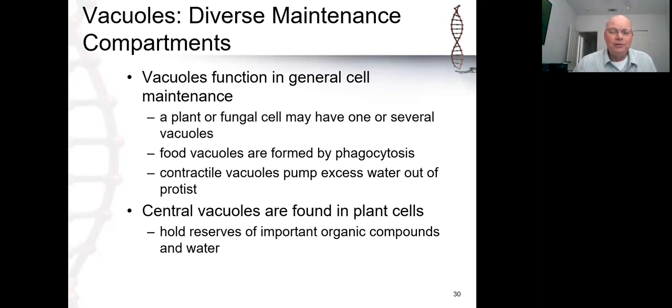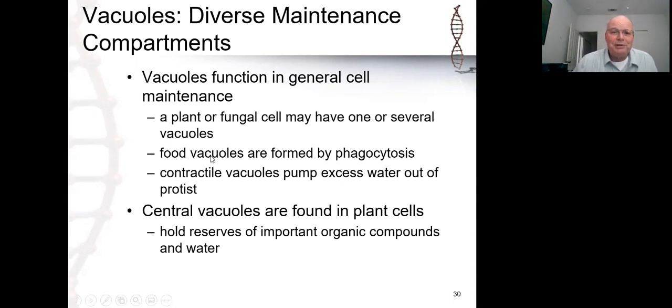And so these contractile vacuoles swell up as they capture water, and then they collapse down very suddenly to pump the water out, and then they start swelling back up again, and then they collapse to pump the water out. And they collect water from throughout the cytoplasm to pump it back out of the cell again. So it's a way of regulating water flow.